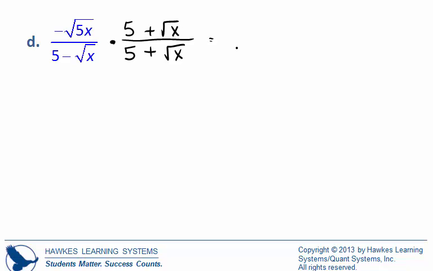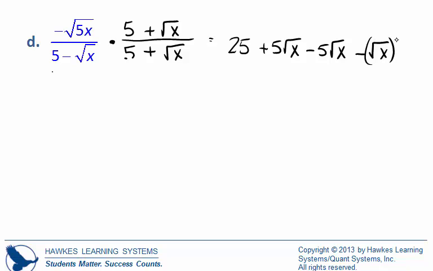So let's do our multiplication here and see what happens. We're going to do, again, a FOIL method. So first times first is going to be 25. Our outside terms will be 5 on the square root of x. Our inside terms, multiplying those two together, will be negative 5 on the square root of x. And our last terms will be minus the square root of x squared.